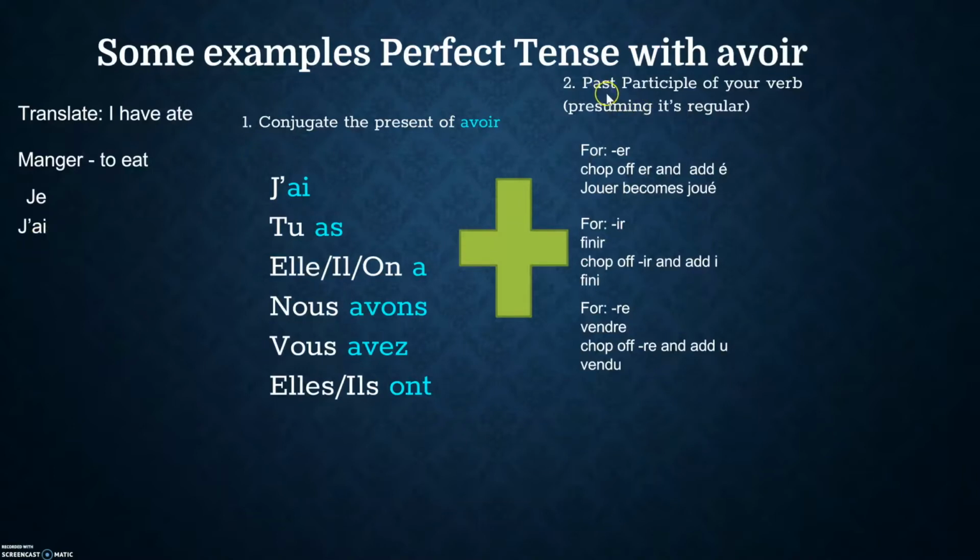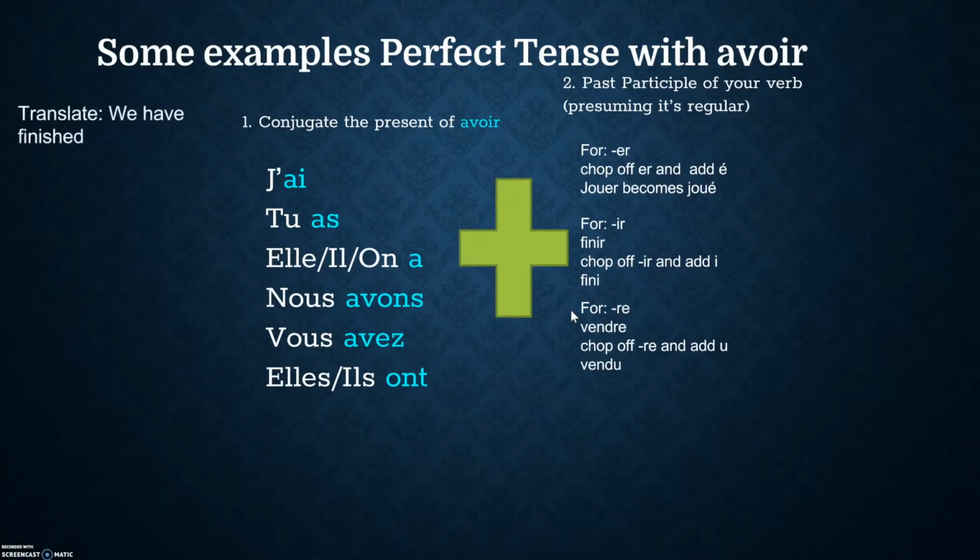The second half of the conjugation is the past participle. Manger, it's a regular verb, and it's an ER verb, so I'm going to chop off the ER from manger, and I'm going to add an E accent to it. J'ai mangé. One thing to also note is that with the past tense with avoir, there's no agreement. So even if we were translating we ate, it's just going to be nous avons mangé. You're not going to have an extra S at the end.